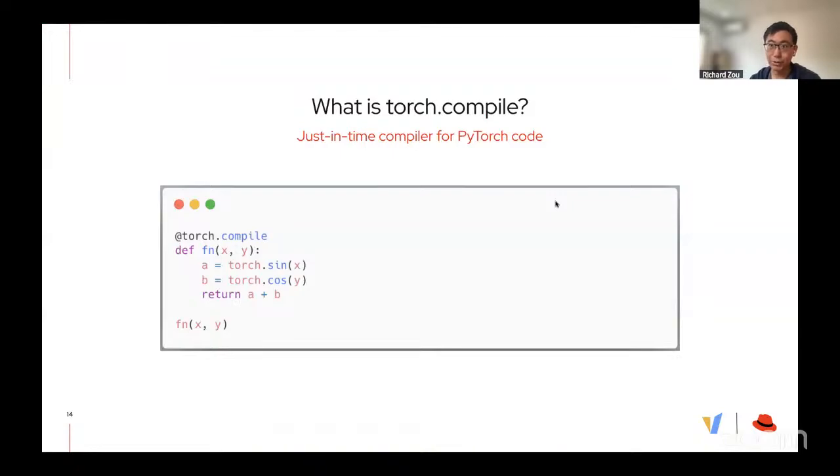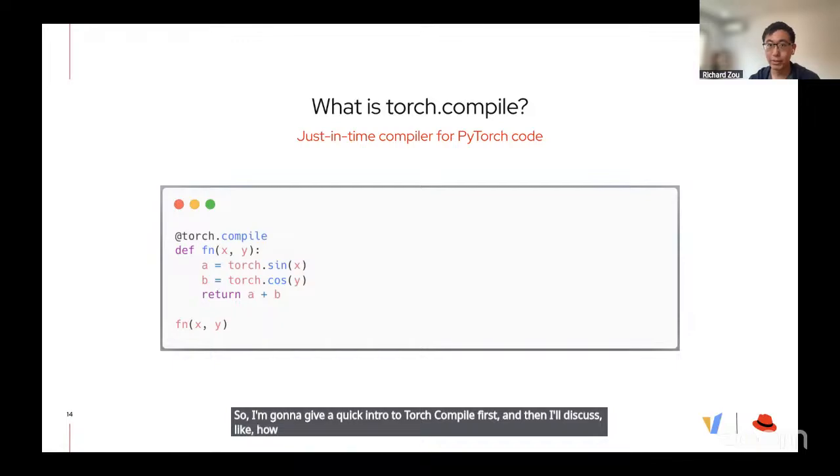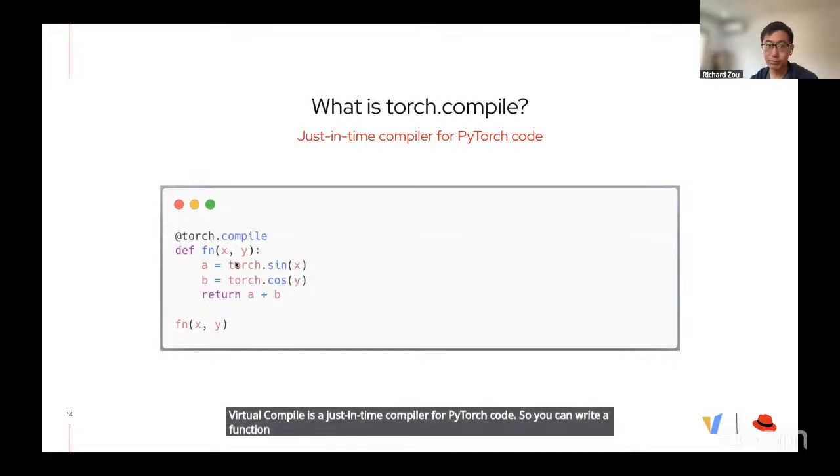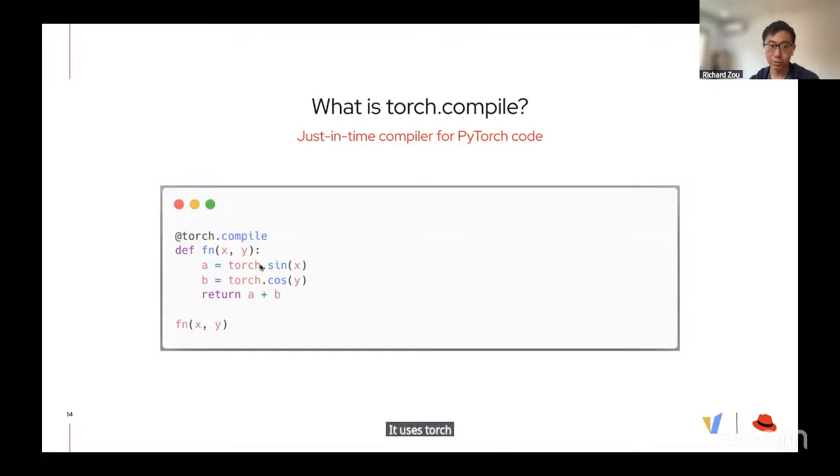So I'm going to give a quick intro to torch compile first, and then I'll discuss how vLLM uses it. Torch compile is a just-in-time compiler for PyTorch code. So you can write a function. It uses torch ops. This one calls sine, cosine, and then adds the two numbers together. And you can slap the torch compile decorator on it, and it will just make your function go faster.